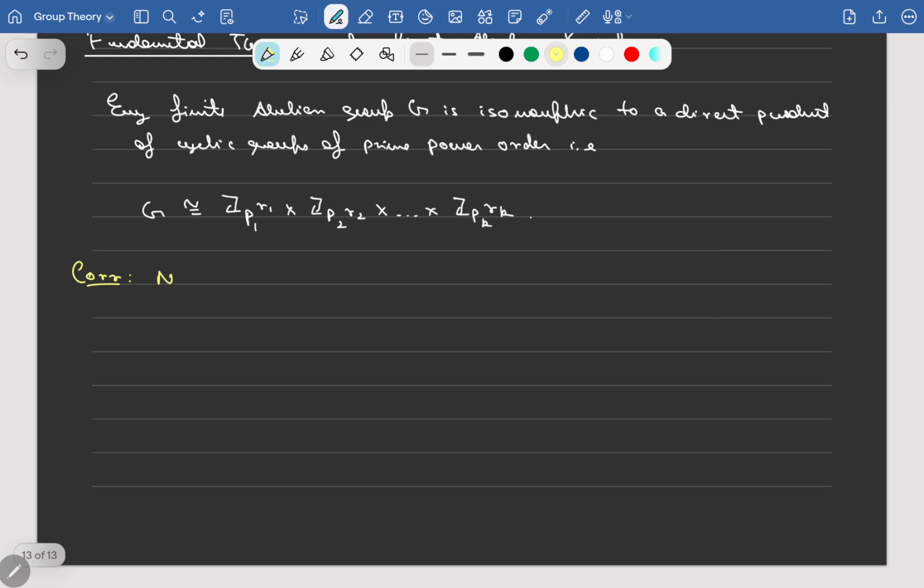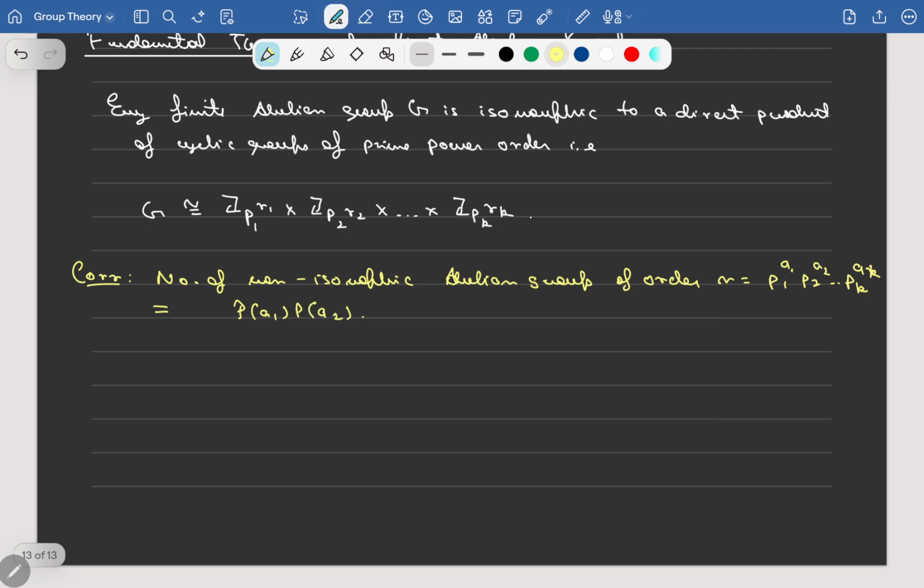so you can take this as a corollary: the number of non-isomorphic abelian groups of order n equal to P1 to the power A1 times P2 to the power A2, so on and so forth till Pk to the power Ak, is equal to p(A1) times p(A2), so on and so forth till p(Ak), where p(Ai) is equal to the number of partitions of Ai.